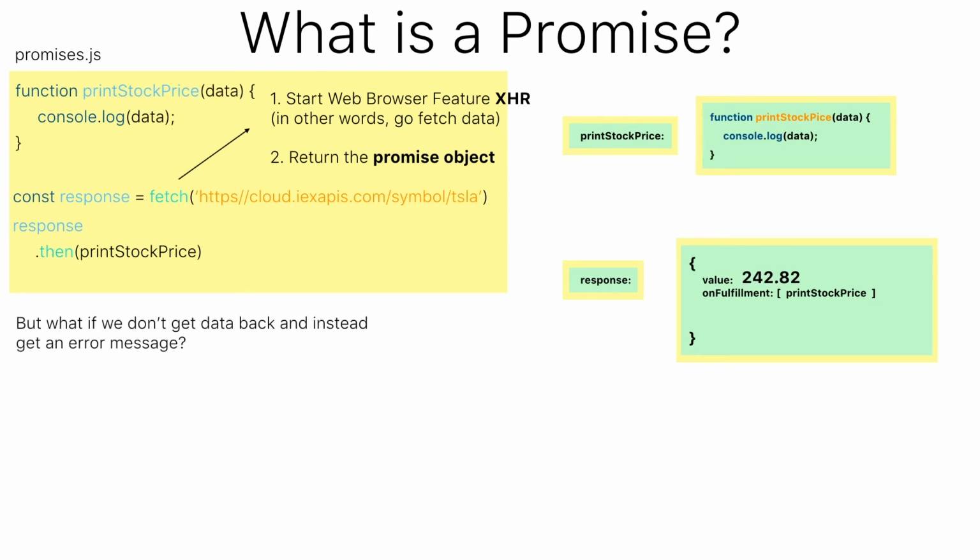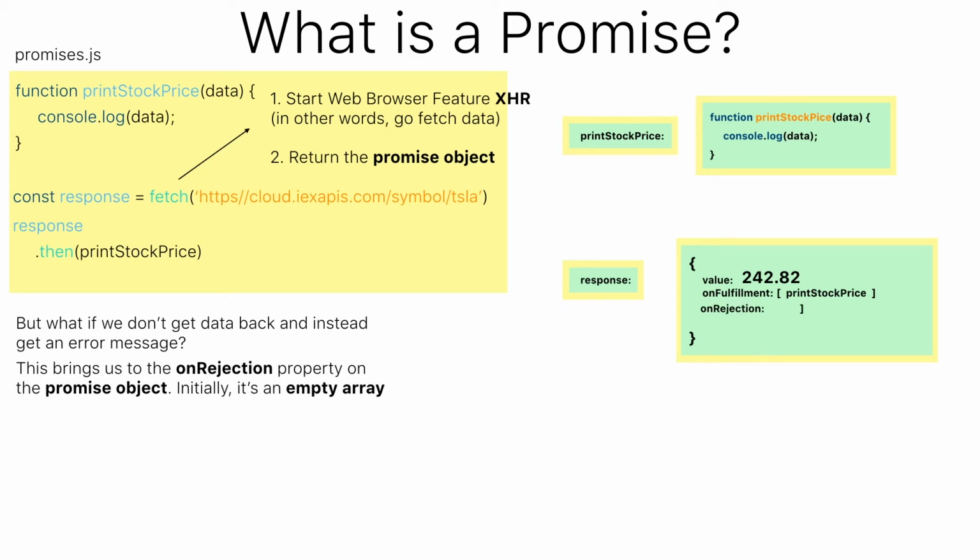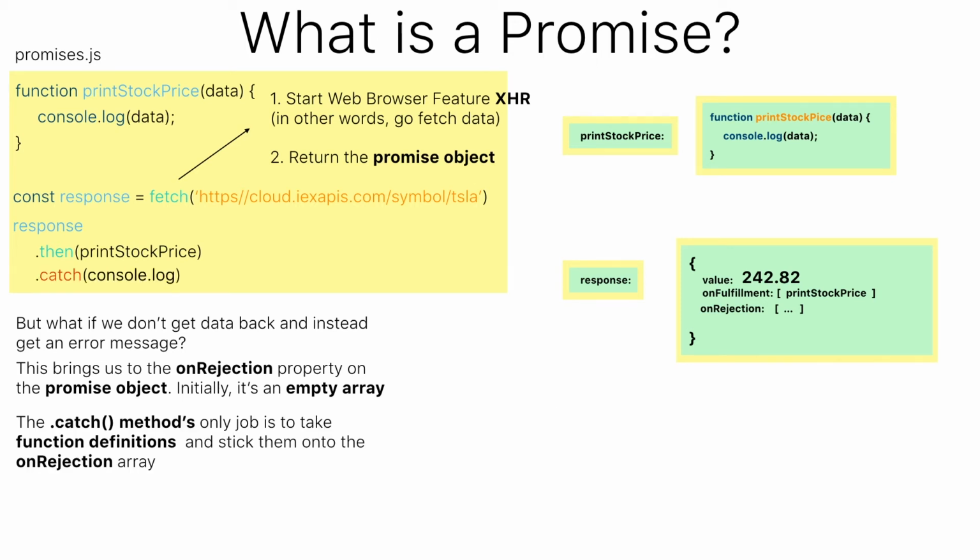But what if we don't get data back and instead get an error message? And so this brings us to the onRejection property on the promise object. Initially, it's an empty array. So I've gone ahead and updated the promise object to contain the onRejection property. And to it, I've assigned the empty array. And so the catch method's only job is to take function definitions and stick them onto the onRejection array. So let's go ahead and update the onRejection array to contain the console.log function.